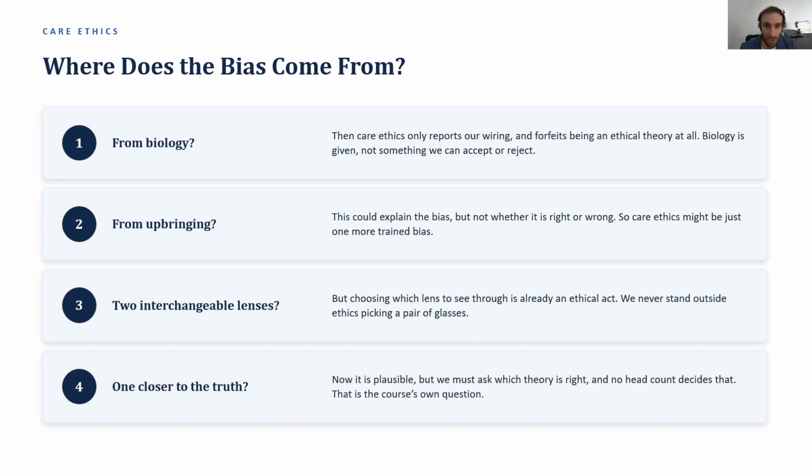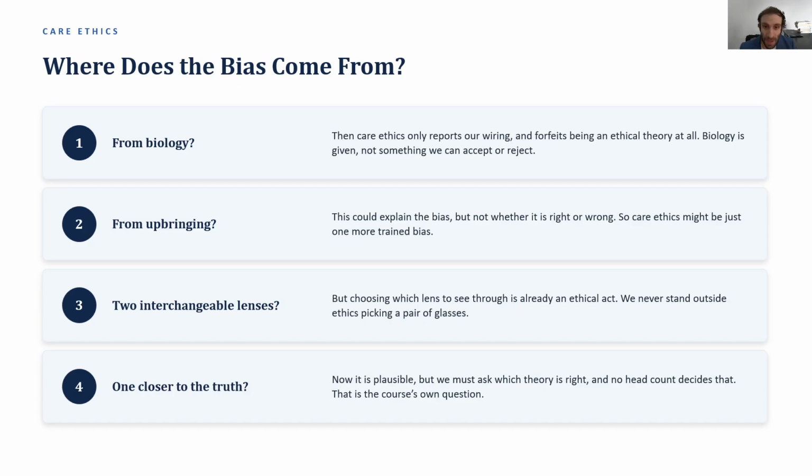So we have to ask, why are the children in the study biased in different ways? Where did their biases come from? We could say that the bias came from biology. That's one possible answer. But then care ethics is not an ethics for all. It merely reports a fact about our biological wiring, and it forfeits its right to being an ethical theory. Ethical theories are things that we can consider and either accept or reject, but our biology is not.